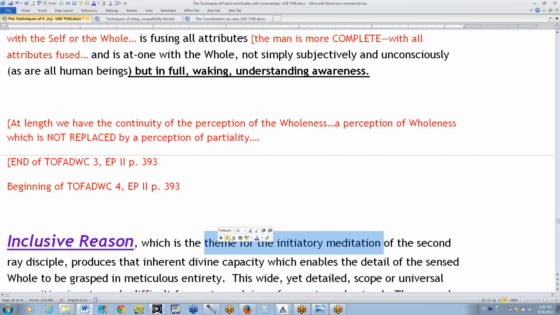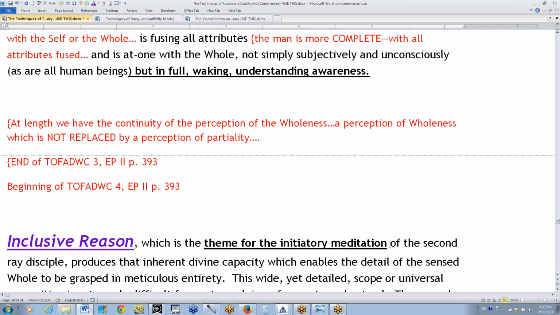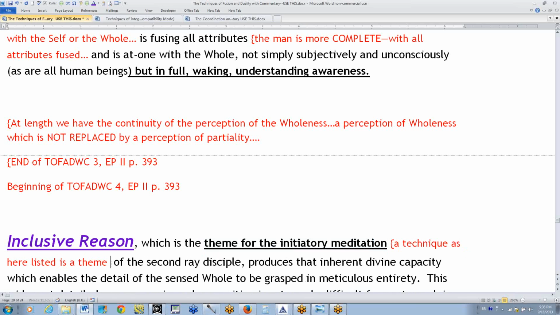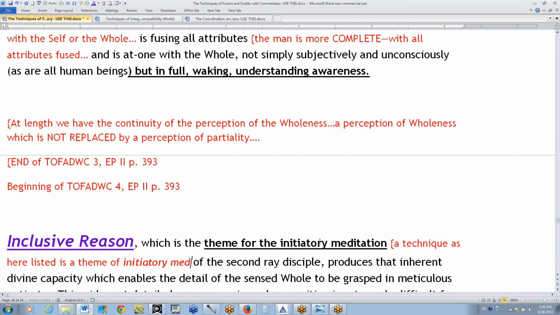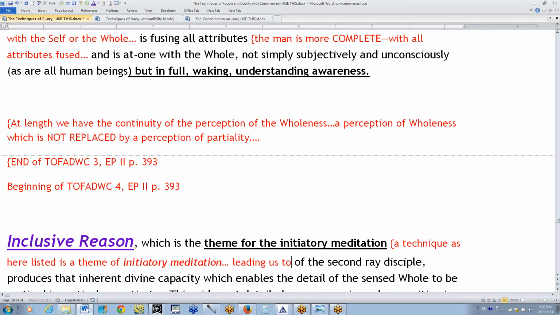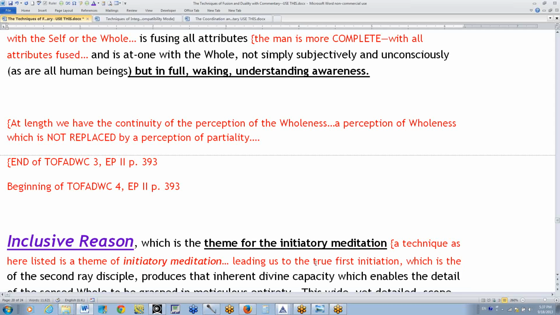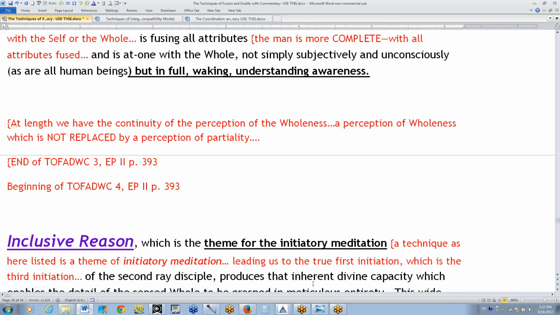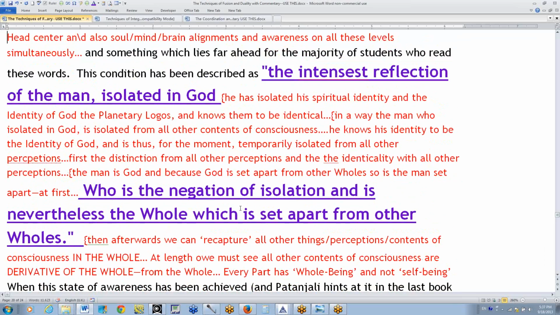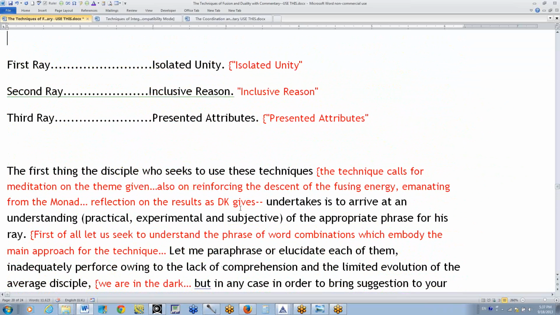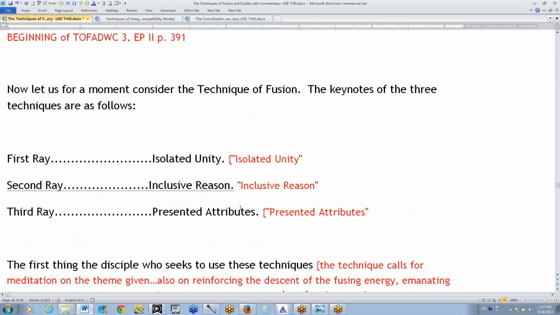That's how these techniques work, really, isn't it? So a technique, as here listed, is a theme for initiatory meditation, leading us to the true first initiation, which is the third initiation. So we might as well have said, let's see here, isolated unity as the theme for the initiatory meditation of the first ray disciple.